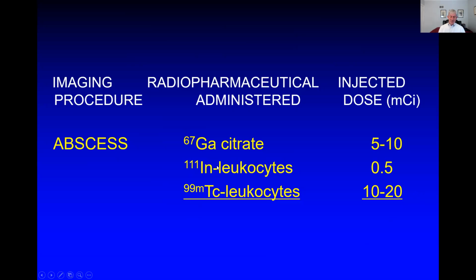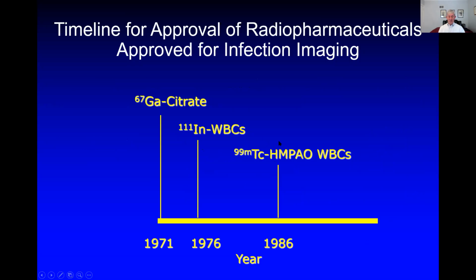So indium leukocytes, this is used for chronic abscesses. This is a use for acute abscesses. And this is following that indium rule. It's indium leukocytes. It's not looking for tumors, a half of a millicurie. And this is following the rule here, gallium, 5 to 10.